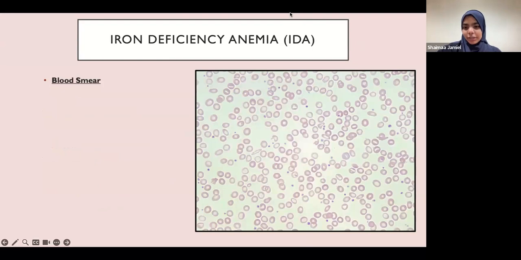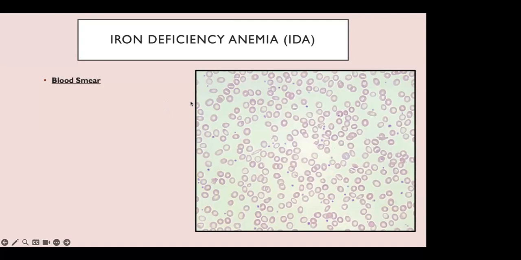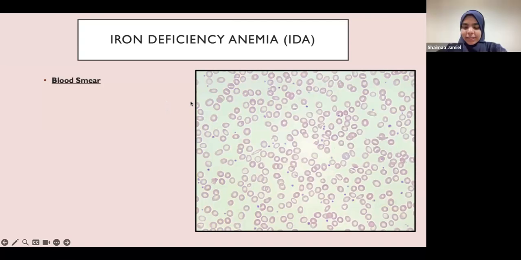So here we have a blood smear. What can you see? This is the blood smear of iron deficiency anemia. What's different? How would you describe it for me? You can unmute yourself. Typing is difficult. Teardrop cells. Teardrop. Yeah. Pencil. Yeah.